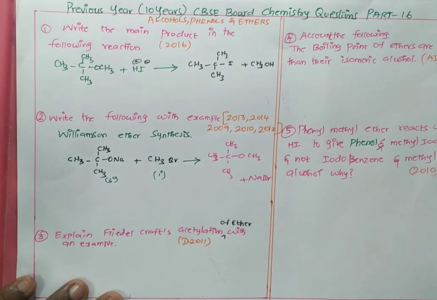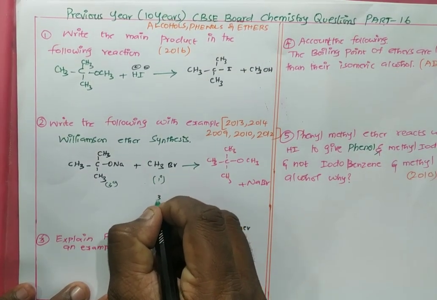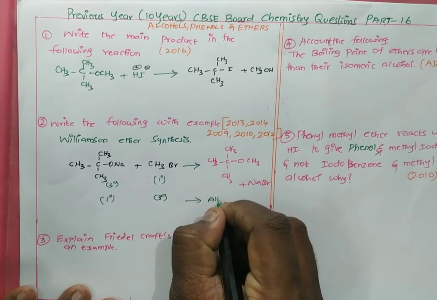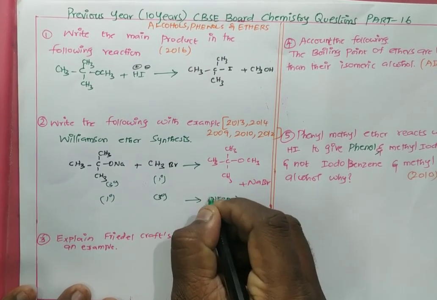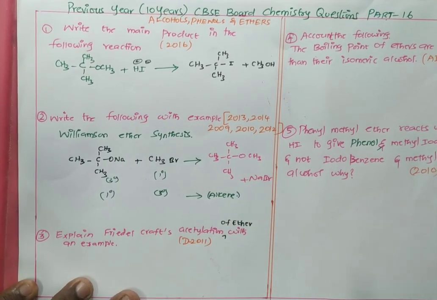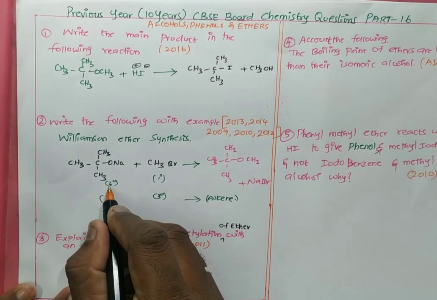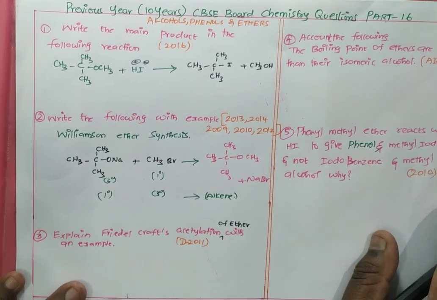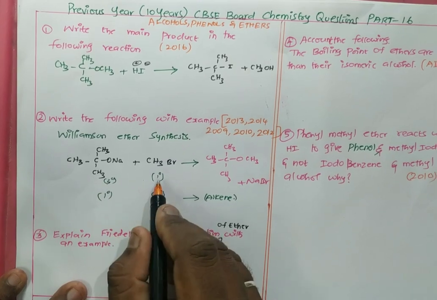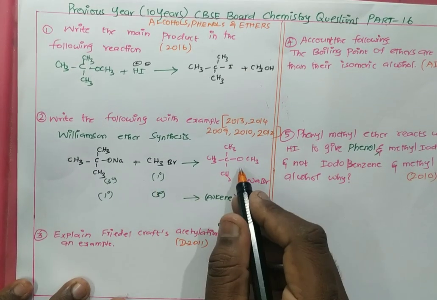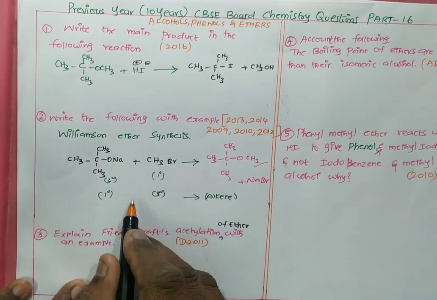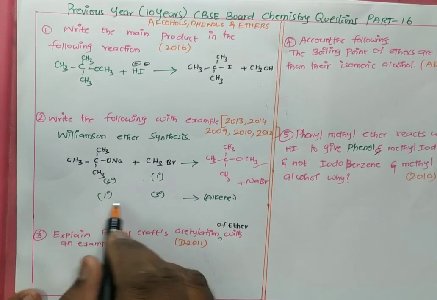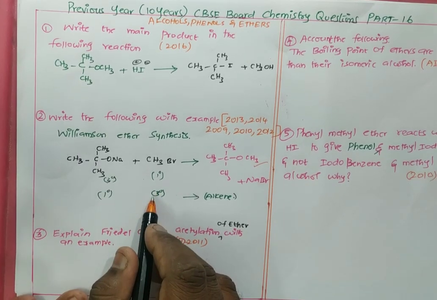Suppose instead of that, if we are taking this as a 3-degree and this as a 1-degree, you will be getting alkene as a product. So choosing of a reagent is very important. So here in this case, if you are taking 3-degree sodium alkoxide and 1-degree alkyl halide, at that time you will be getting ether as a product. But at the same time, if, vice versa, you are taking 1-degree alkoxide and 3-degree alkyl halide, why is it so?